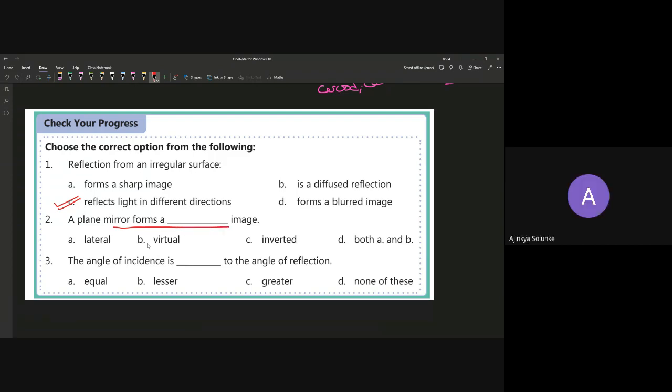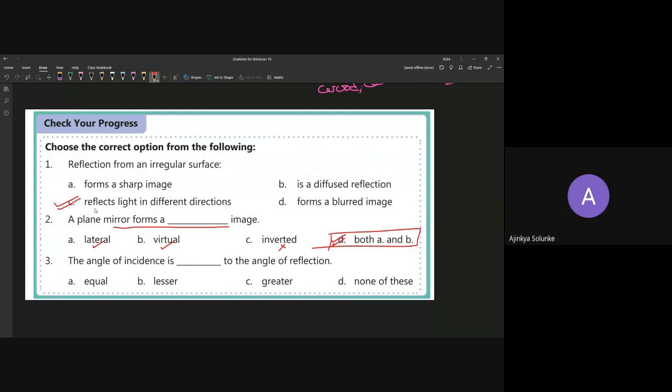A plane mirror forms a dash image. This was taught to you in the last period, which we took after Diwali. Both A and B. Okay, so a plane mirror forms what kind of image? Obviously both, that is lateral inversion also, virtual also. Inverted is not possible, right? Virtual is possible, lateral inversion. So both.